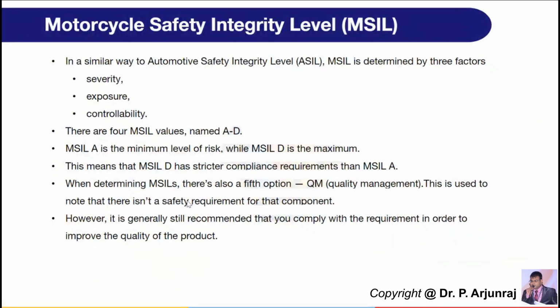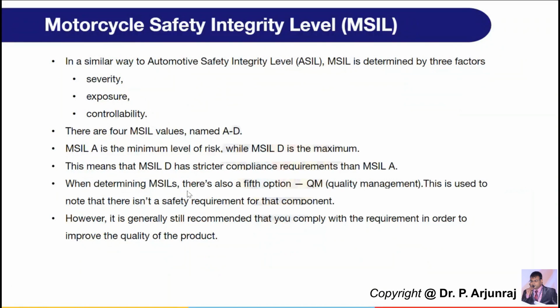In a similar way to ASIL, this MSIL is also determined by three factors: severity, exposure, and controllability. This I told you, right? There are four MSIL values, named A to D. MSIL A is the minimum level of risk, while D is the maximum. I told you ASIL D is left out for motorcycles, so in that way ASIL C is going to be the maximum. And the higher level is going to have stricter compliance requirements than level A, similar to ASIL A to ASIL D.